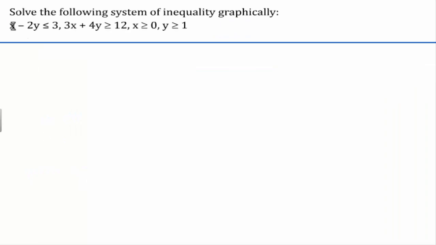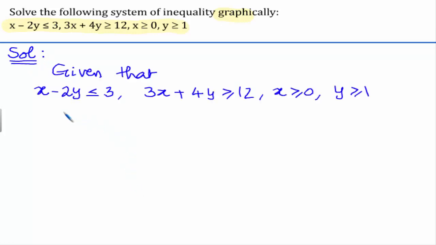In this question, we need to solve the given inequalities using the graph. Observe that there are 4 inequalities in this problem. Let us see the solution for this. Now the given inequalities are x minus 2y less than or equal to 3, 3x plus 4y greater than or equal to 12, x greater than or equal to 0 and y greater than or equal to 1.